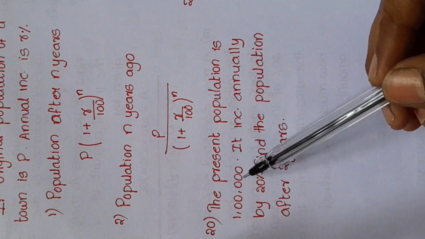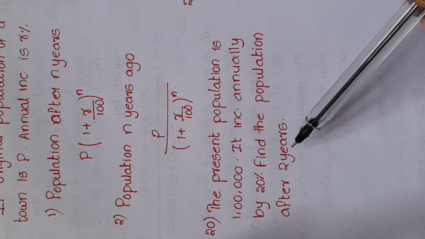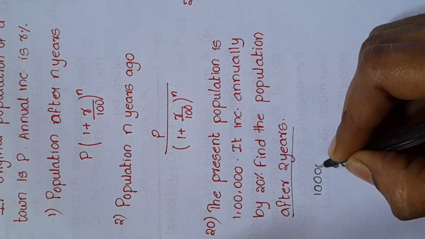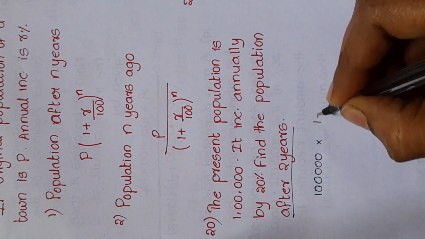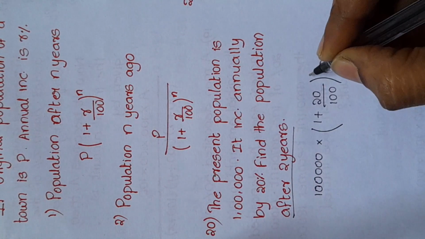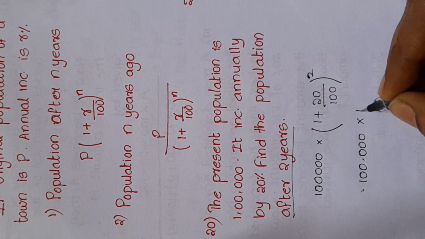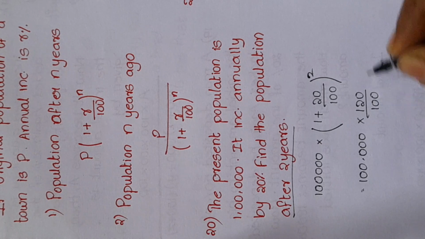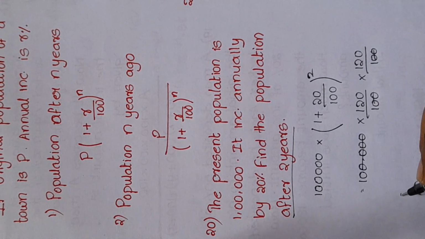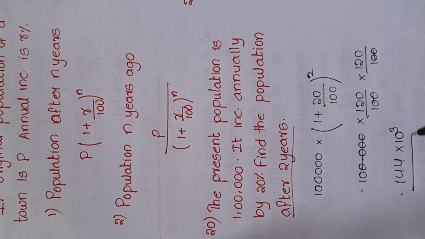Question number 20. The present population is 1 lakh. It increases annually by 20%. Find the population after 2 years. Here after 2 years is given. So the value of P is 1 lakh into 1 plus R value is 20 by 100 whole power 2 years. N is equal to 2. That is 1 lakh into 120 by 100 into 120 by 100. Cancelling the zeros, we get 12 into 12 is 144 into 10 power 3 is the population of the town after 2 years.